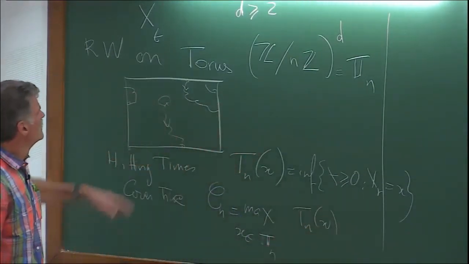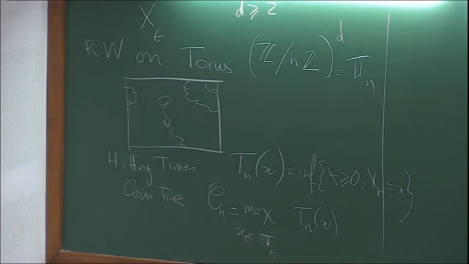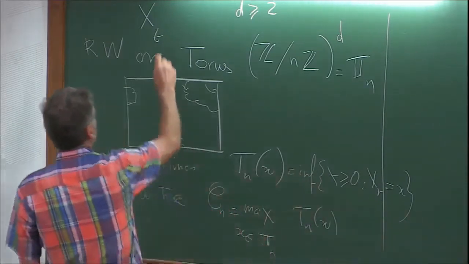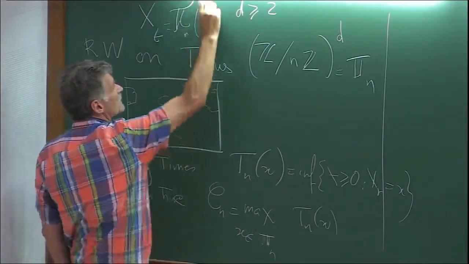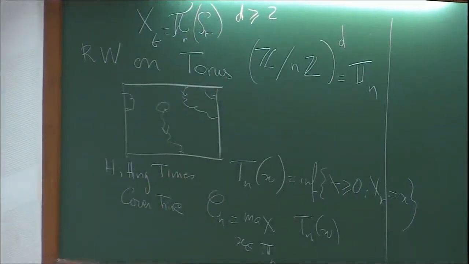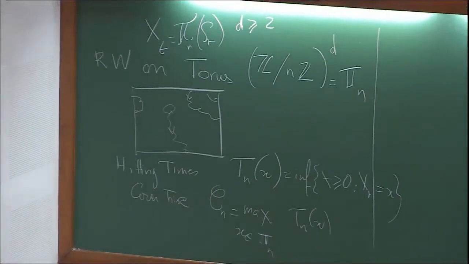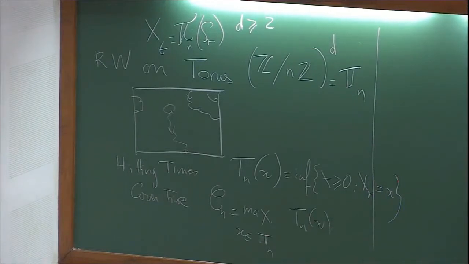Okay. What is a random walk on a torus? Well, it's easy. You take the random walk on the full lattice and you look at it modulo n. Denote by S that guy if necessary, the random walk on the lattice, and say pi_n the projection, mod n. All coordinates are taken mod n. That's the setup.